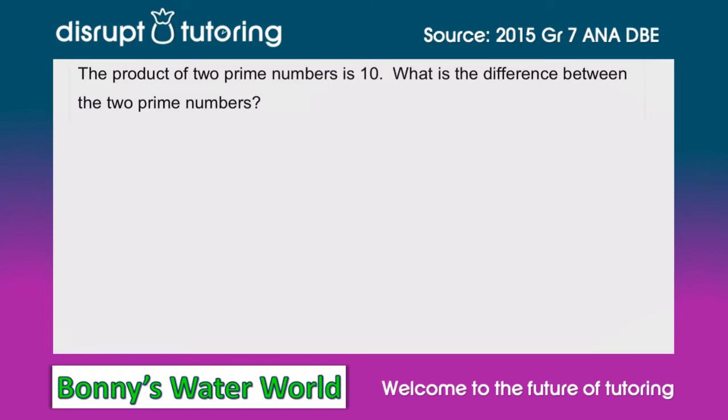So there's three important words that you need to understand here. The first is product. So product, what does product mean? It means multiplication. So it's very important that we understand that first, otherwise we won't be able to complete this question.